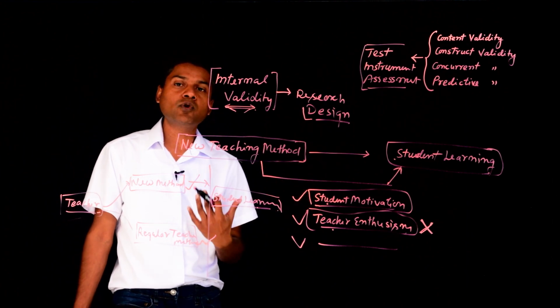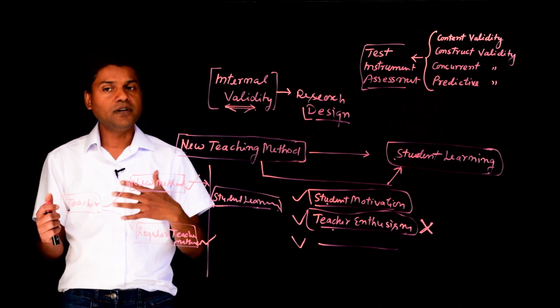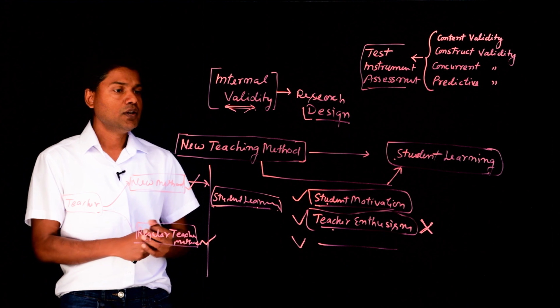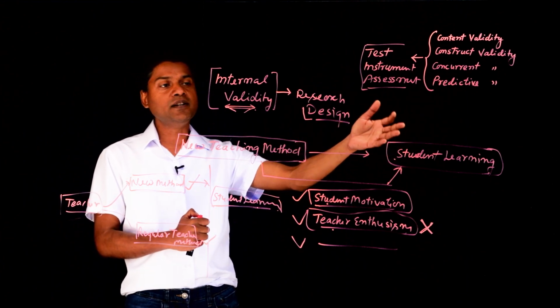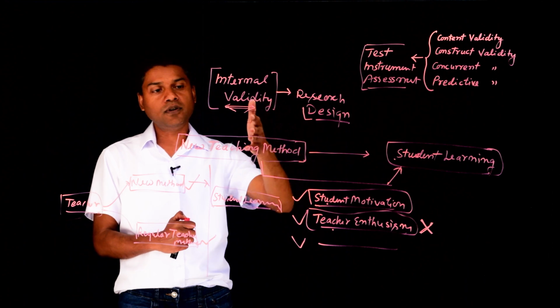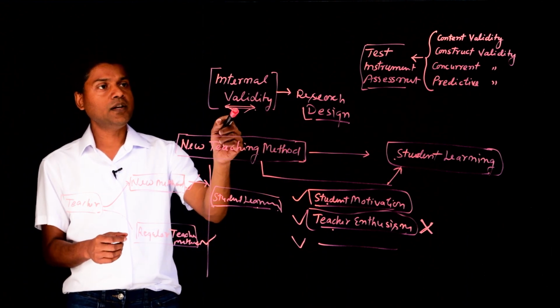When you learn more about research design, you will learn more about how different research designs can be used to ensure that the change happening in the dependent variable is solely attributed to the independent variable. So that's about internal validity.